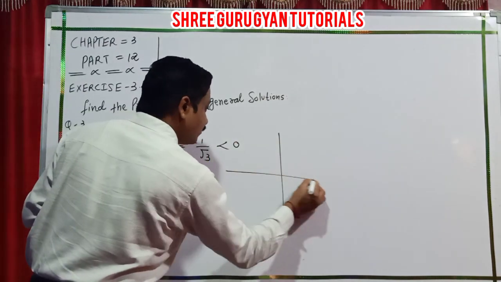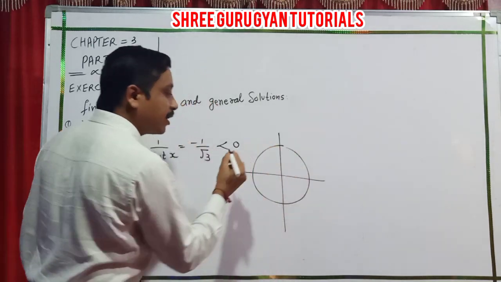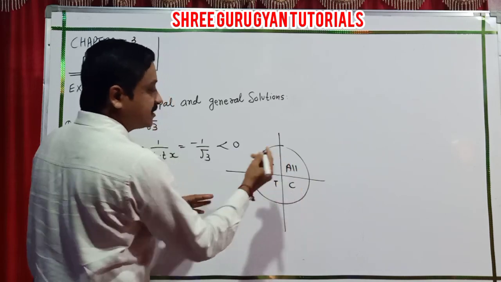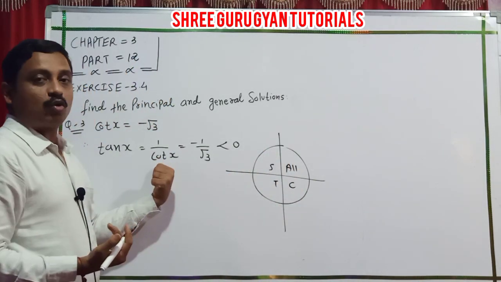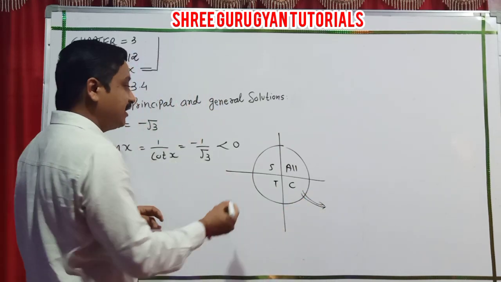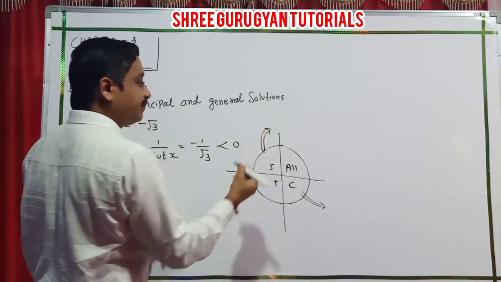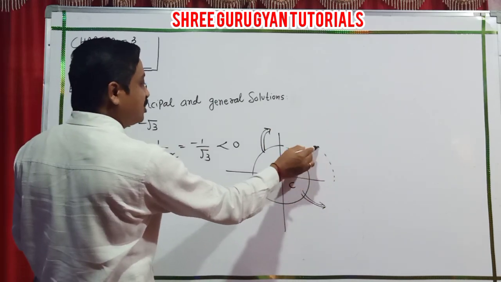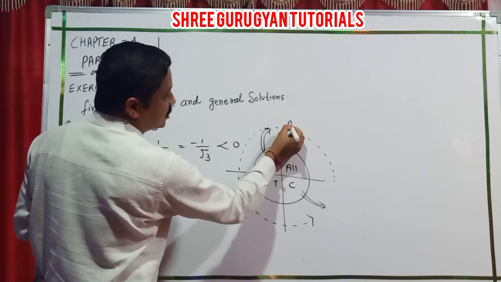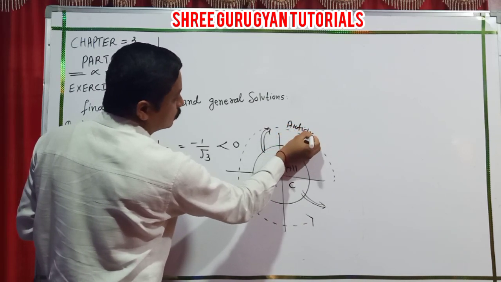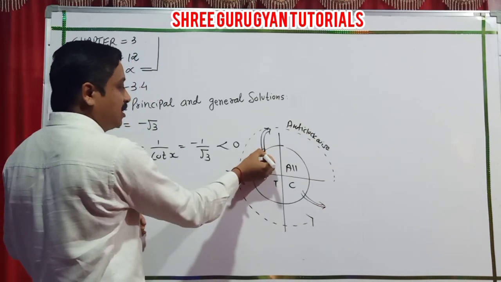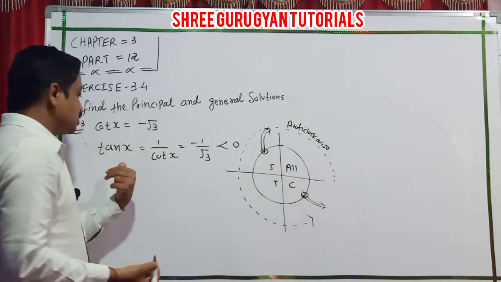In which quadrants? You must draw the ASTC diagram. Tan and cot are negative, so definitely it is the fourth quadrant or the second quadrant. So I just rotate anti-clockwise. Students, this is the anti-clockwise rotation. I show my answer, one here and one here, as the solution of tan x.